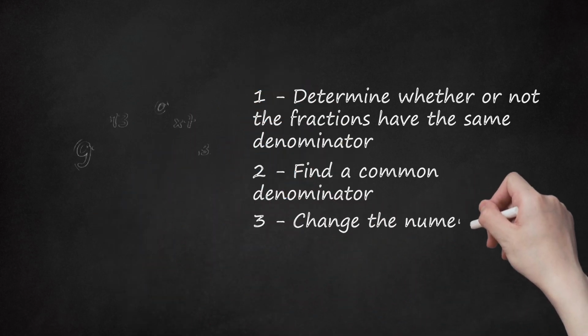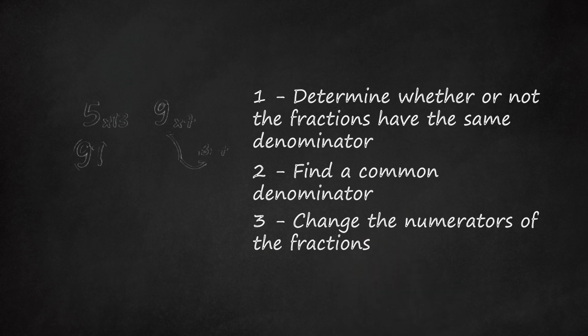Step 3. Change the numerators of the fractions. Now that you've changed the denominators of the fractions to 91, you'll need to change the numerators so the value of the fractions remains the same. To do this, you'll need to multiply the numerator of each fraction by the same number that you multiplied the denominator by to get 91. Here's how you do it.